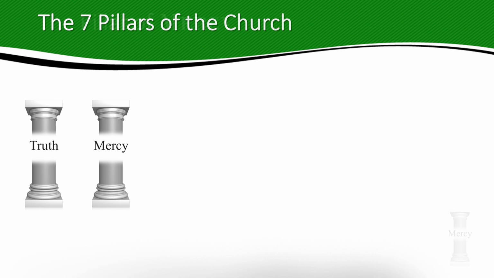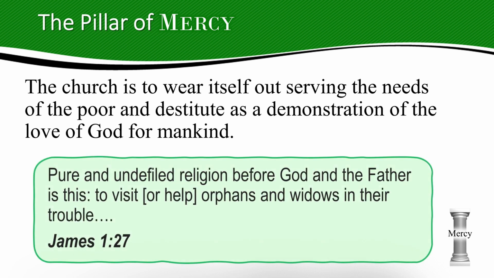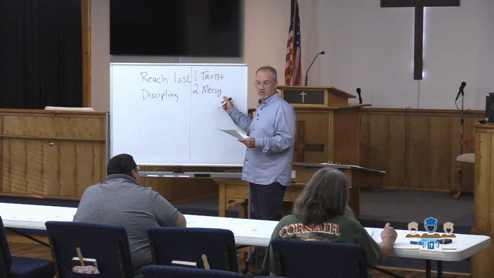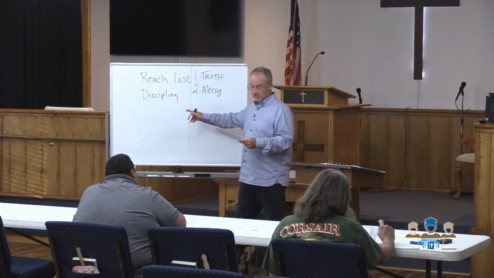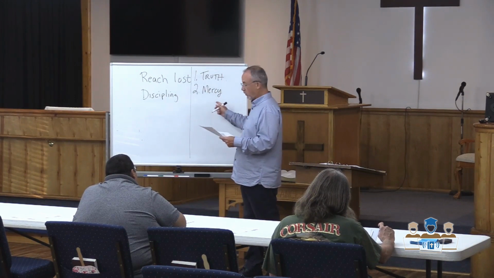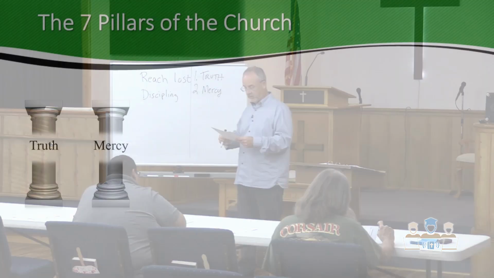The pillar of mercy. The church is to wear itself out, serving the needs of the poor and destitute as a demonstration of the love of God for mankind. James 1:27: "Pure and undefiled religion before God and the Father is this, to visit or help orphans and widows in their trouble." So they're saying, look, if you have true religion, you've got to be doing this. If you're not doing this, then you're not really following true religion. Oh, I'm trying to be righteous. I'm trying to be holy. I'm trying to be pure. Well, it's two things there. It's to visit the fatherless and widows in their affliction, and the second part is to keep oneself unspotted from the world.